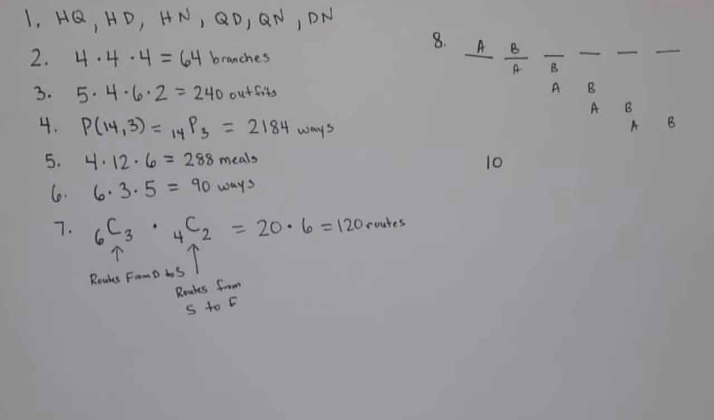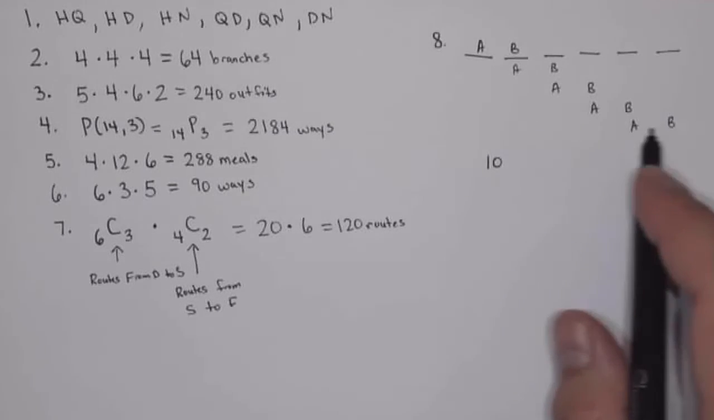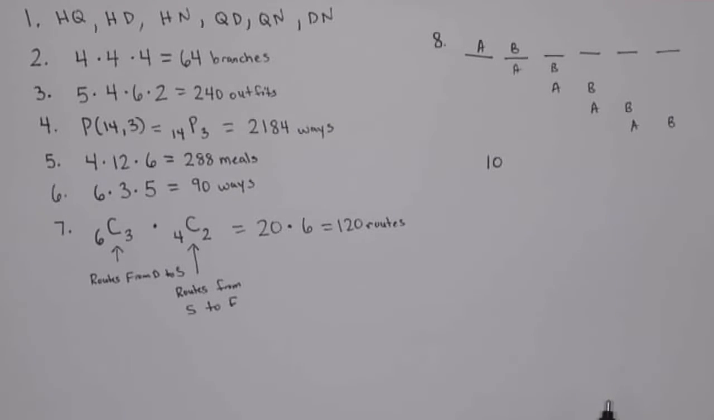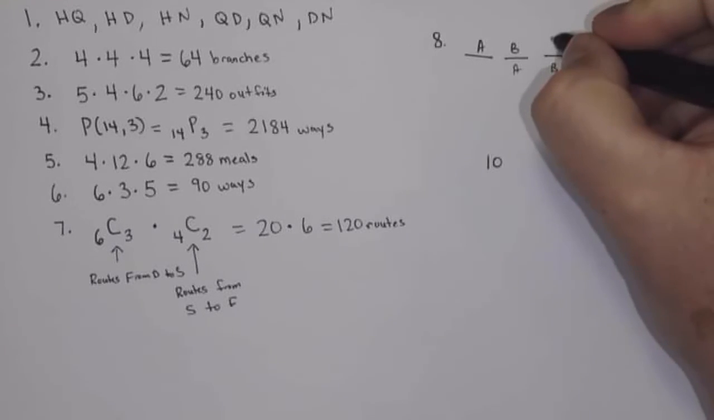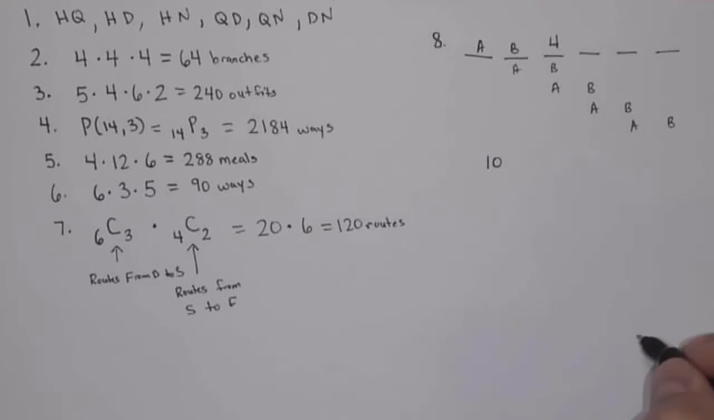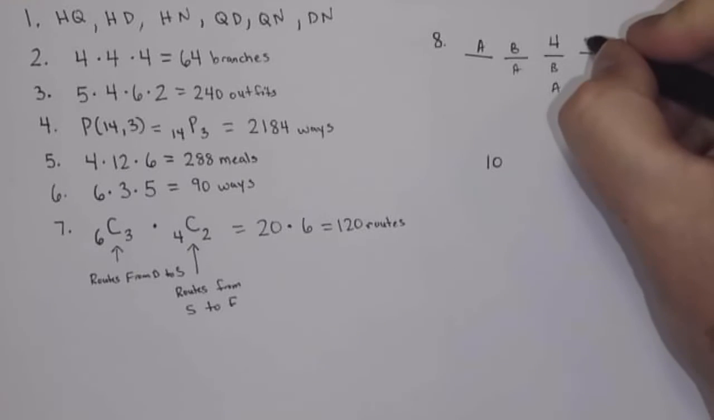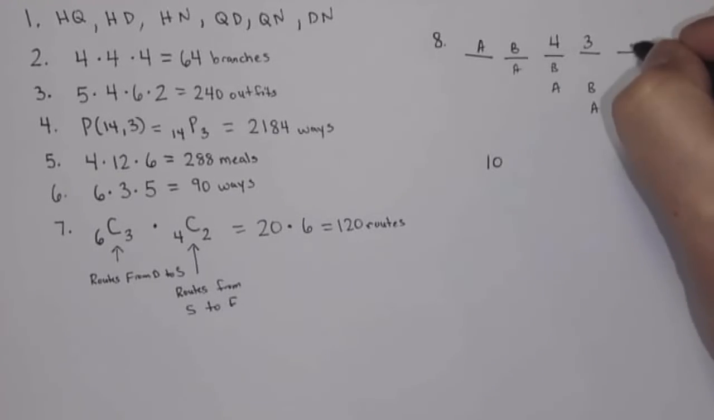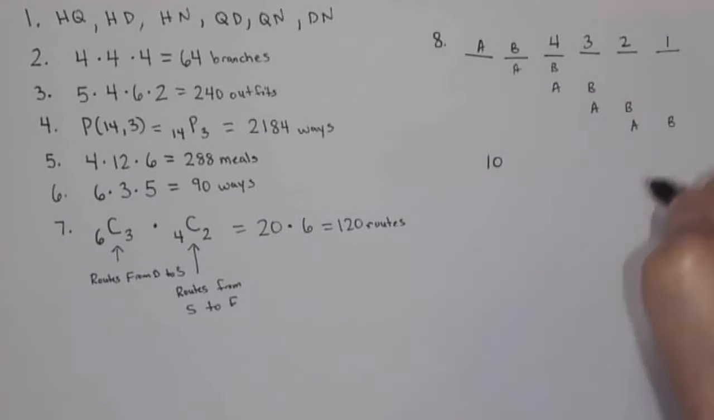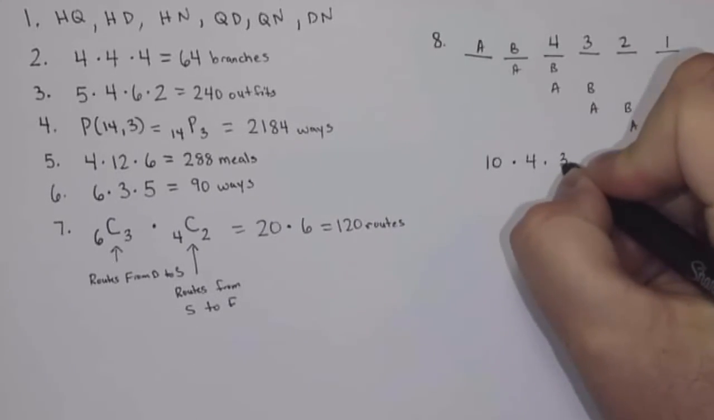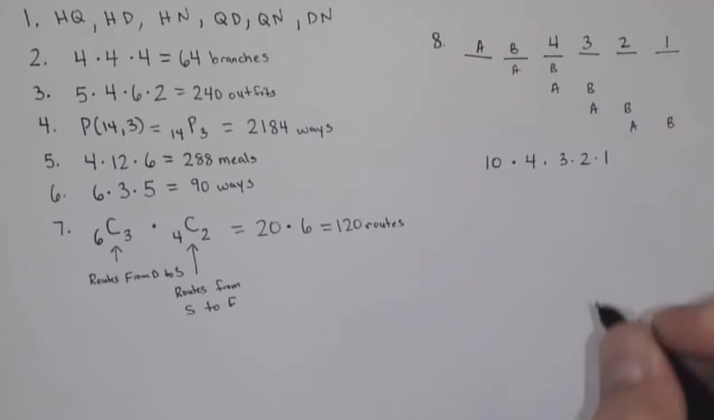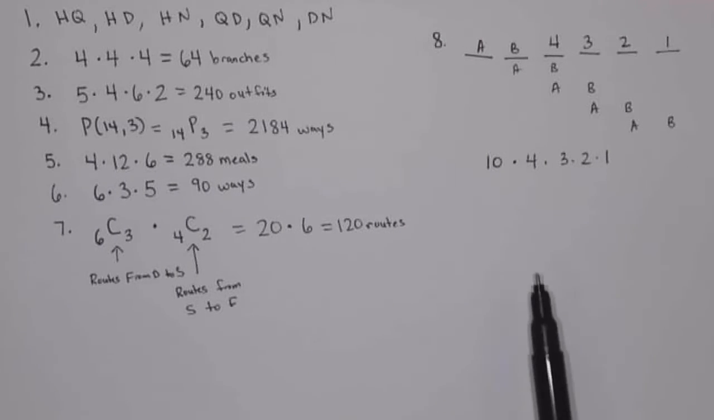Now for the others, so on top of these 10 different ways that Alex and Bonnie could sit together, then for the 4 remaining empty seats, the first empty seat, there would be 4 of the others that could sit there, and then there would be 3 of the others, and 2 of the others, and finally the last one. So there would be 10 times 4 times 3 times 2 times 1 different ways that I could sit these 6 people if Alex and Bonnie have to sit together.